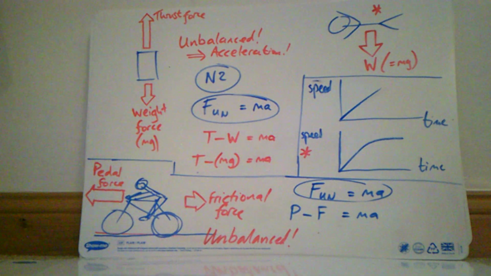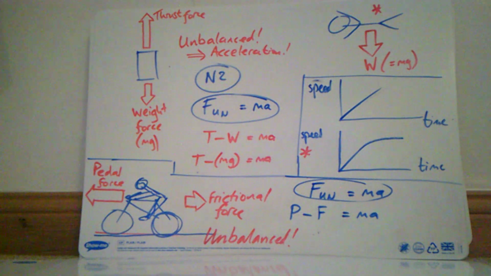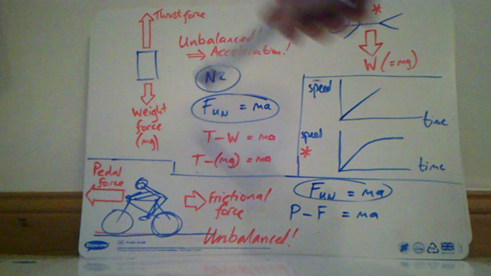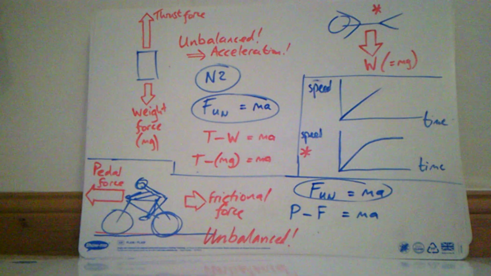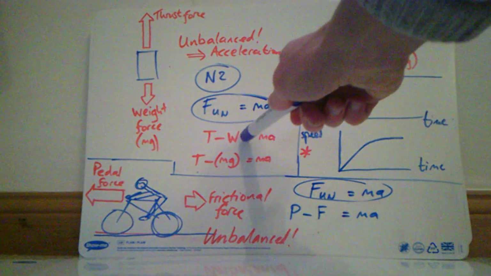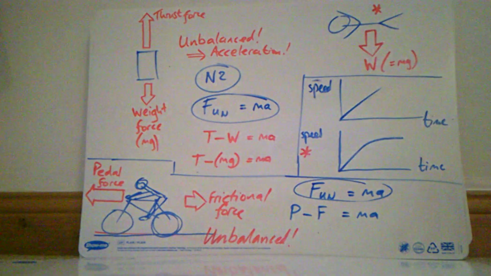If you've got an unbalanced force going on, if you've got an acceleration, you can use this formula, Fun equals ma. In this case, I haven't put numbers in, but the unbalanced force would be the thrust force up minus the weight, which is mass times the acceleration. And you might not be given the weight force outright, you might be given the mass and have to work out what the weight force is. So then you'd say T minus mg equals ma. Okay.